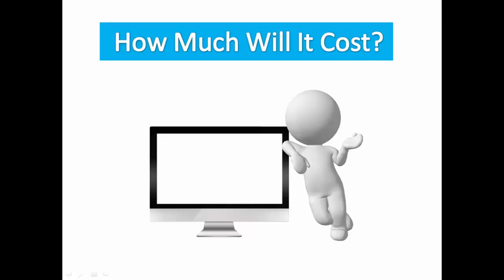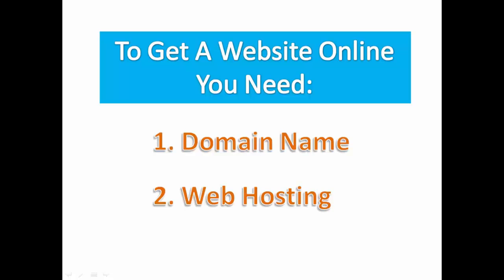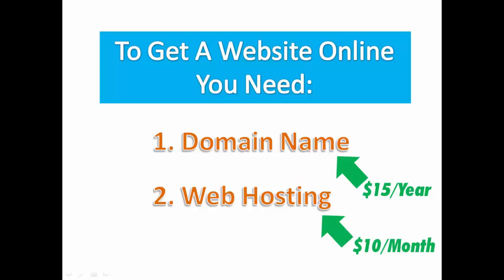Before we get started, let's just briefly go over how much it will cost. Now, to get a website online, you need a domain name and web hosting. The domain name is your website name, so for example google.com is a domain name, and the web hosting is where we store our website so it can be seen online. The domain name will cost around $15 a year, and the web hosting will cost around $10 a month. And every website online has these two costs.